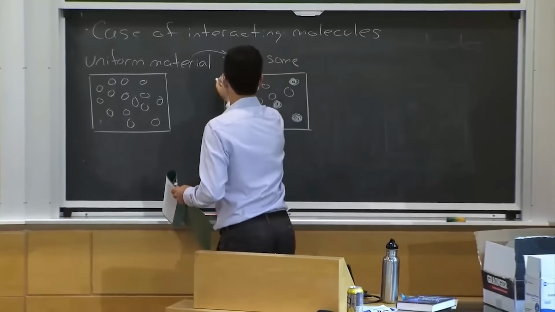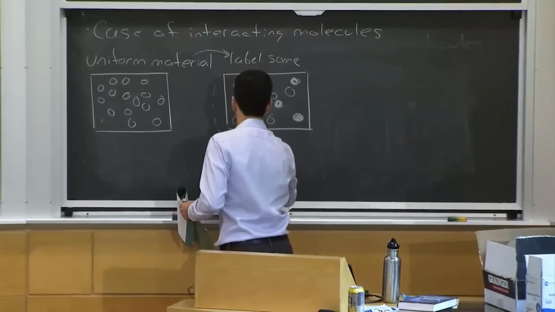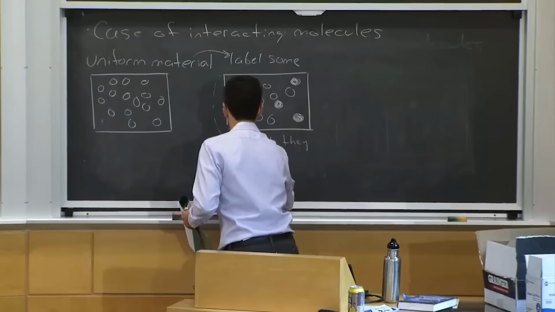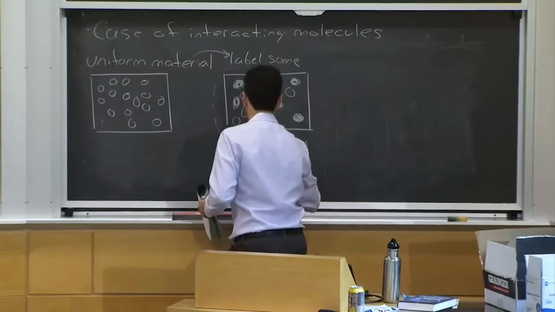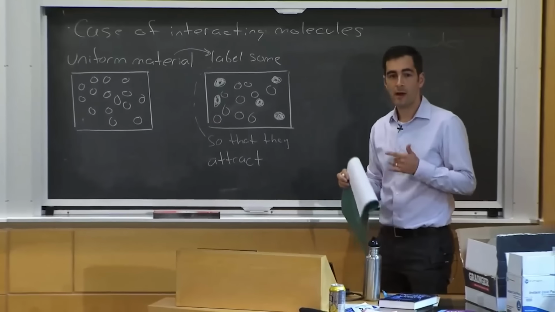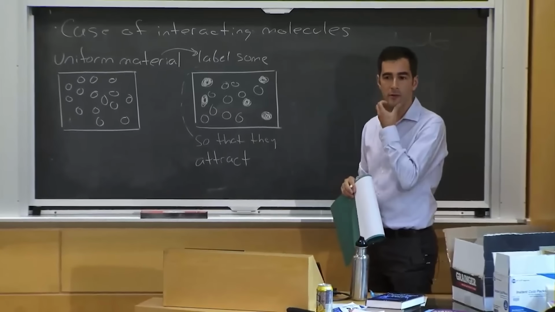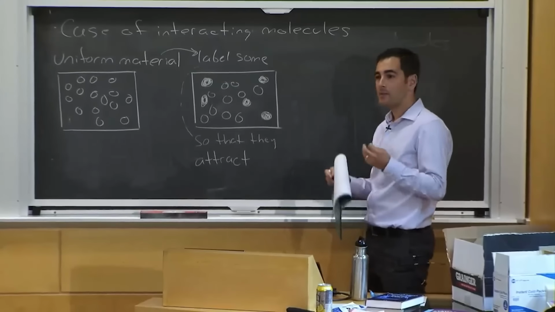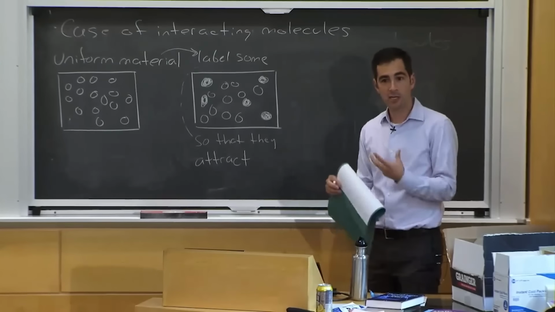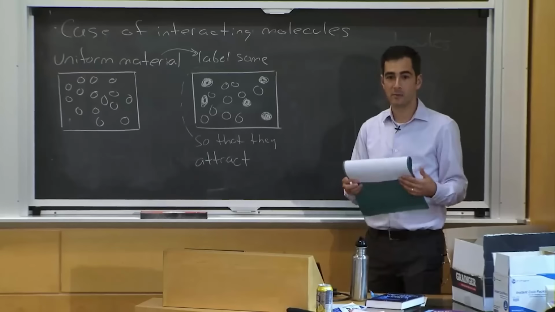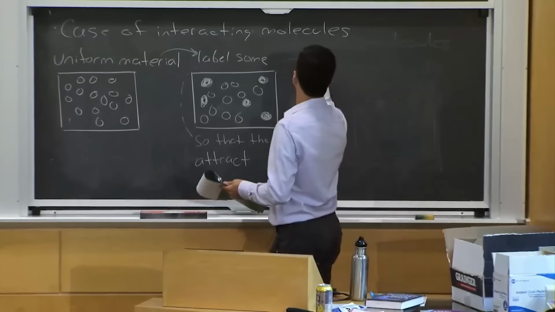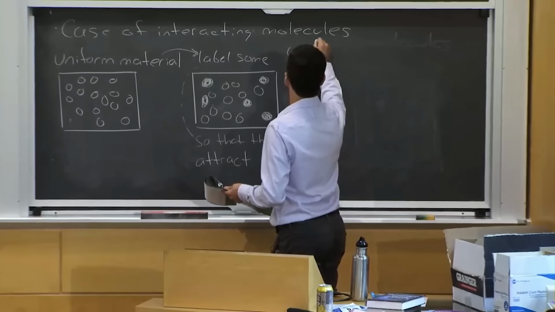And now I'm going to make a caveat. Label some so that they attract. So I've labeled these with some sort of a molecular tag that likes to be close to other like molecular tags. So there's an attraction here. Now we're talking about forces and interactions between molecules. So what happens if I label these so that they interact, and then I wait? What do you expect to happen?